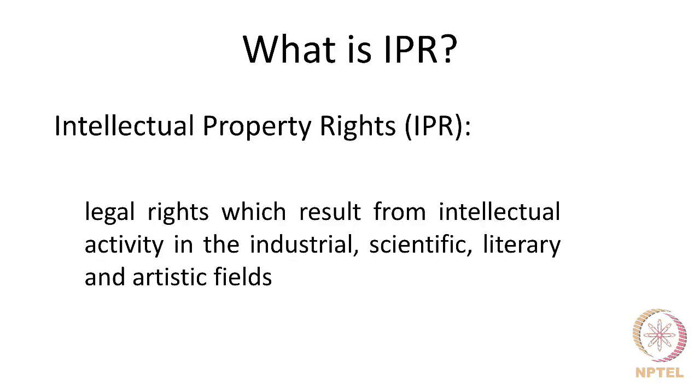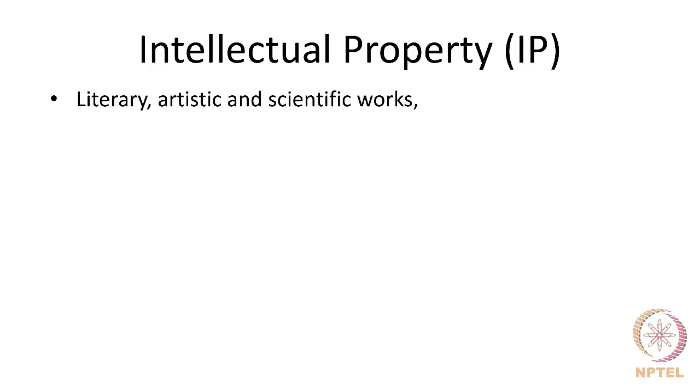So when we talk about intellectual property rights, we are referring to those legal rights that result out of an intellectual activity, and that intellectual activity is either in an industrial, scientific, literary or an artistic field. Now we look at the details soon. Now intellectual property can manifest in different forms. So we have an inclusive definition which tells us that intellectual property includes literary, artistic and scientific works.